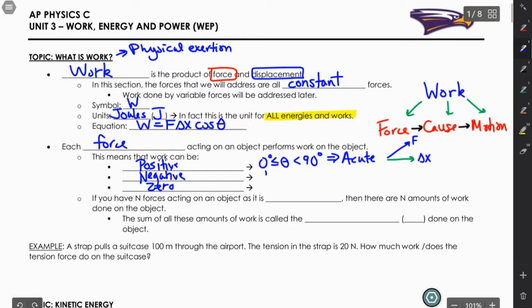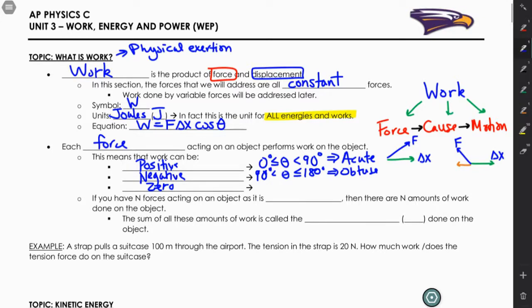Okay, negative work happens once we go above 90, so from 90 degrees to 180, again, not including 90 degrees. Remember, these are going to be obtuse angles, right? And so if my motion is this way, and my force is this way, it's the x component that's doing the work, and you can see that that would be an angle of 180 degrees, all right?